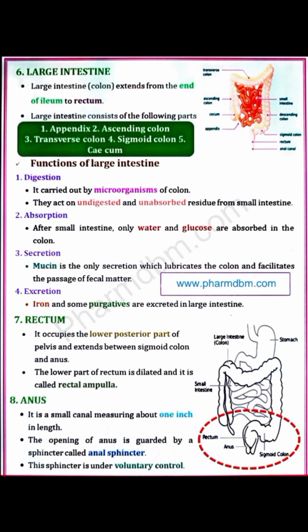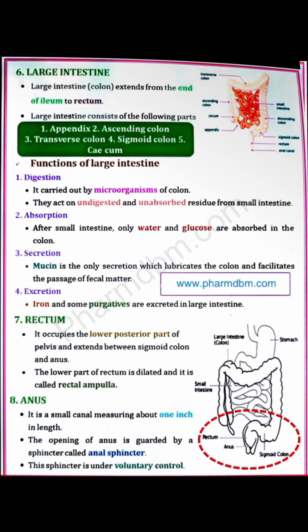Seventh one, rectum. It occupies the lower posterior part of the pelvis, extends from the sigmoid colon to the anus. The lower part of the rectum is dilated and it is called rectal ampulla. Next one, anus. It is a small canal measuring about 1 inch in length. The opening of anus is guarded by the sphincter called anal sphincter. This sphincter is under voluntary control.